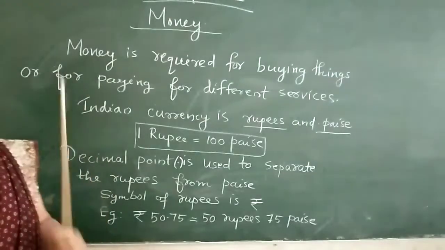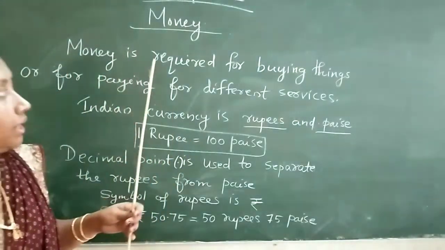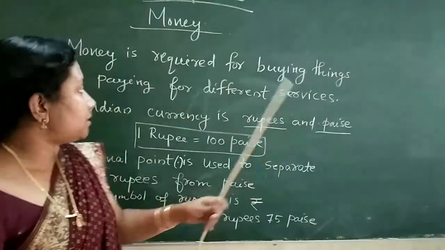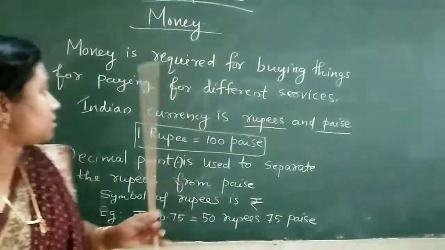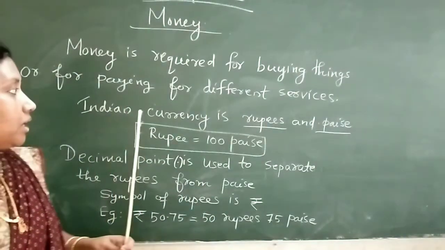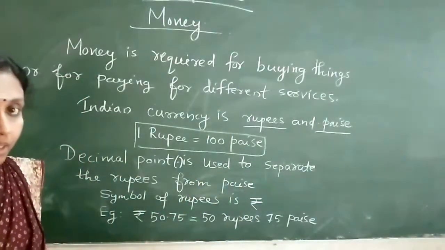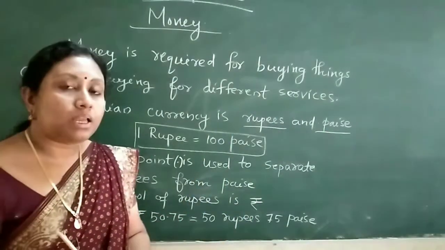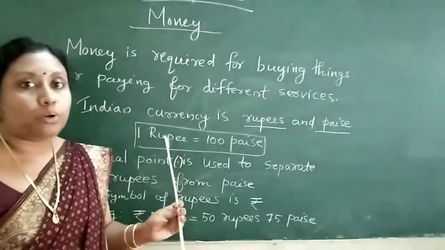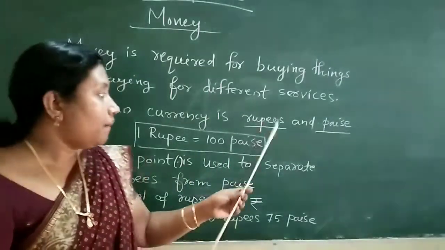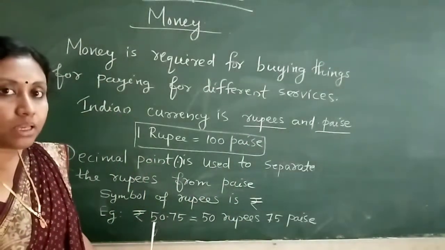Once again listen, what is the definition of money? Definition is money is required for buying things or for paying for different services. Indian currency is rupees and paise. In India we use rupees and paise. Another thing is, you know that what is 1 rupee? 1 rupee is equal to 100 paise. Then how do you write rupees and paise?